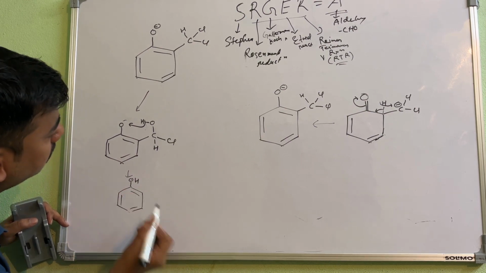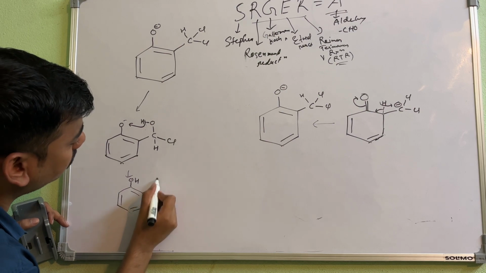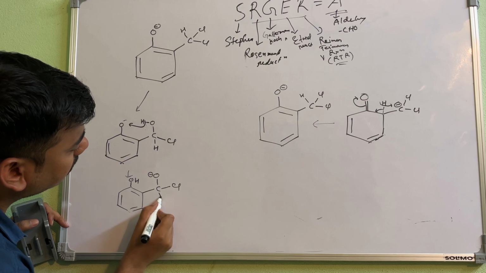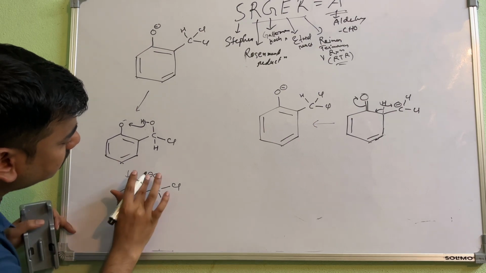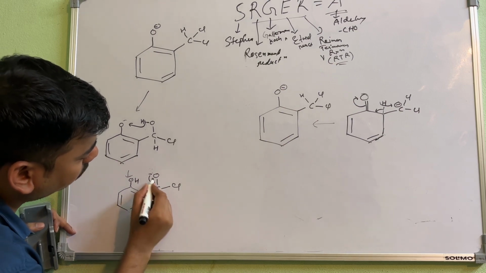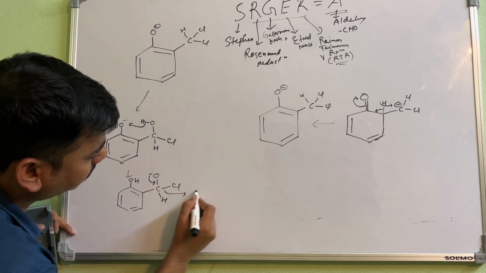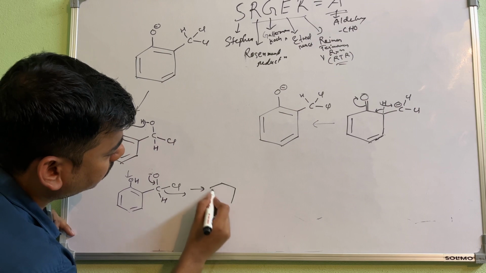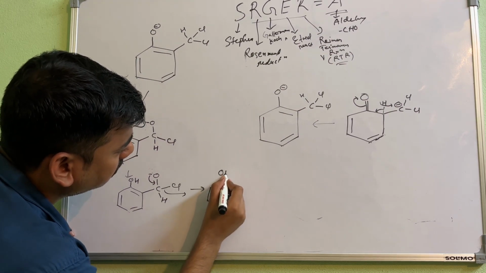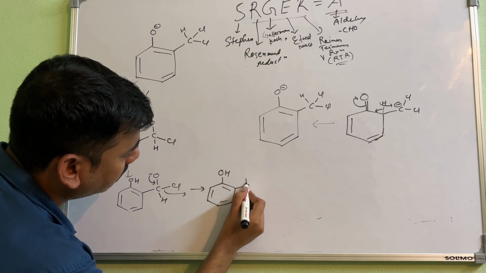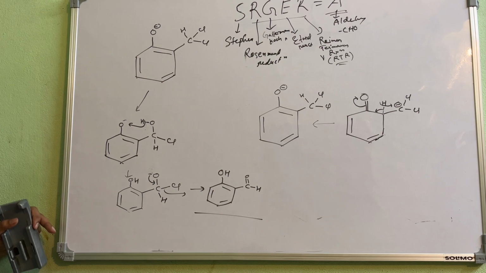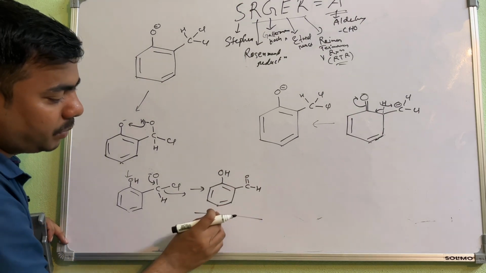OH we already got, and here CO minus is there. Here Cl is there, here hydrogen is there. So this O minus will come here and it will produce a double bond, and Cl will leave, since Cl is a leaving group. So you already got the product: OH, C double bond produced, Cl is gone. What is left? Hydrogen. This is our product.